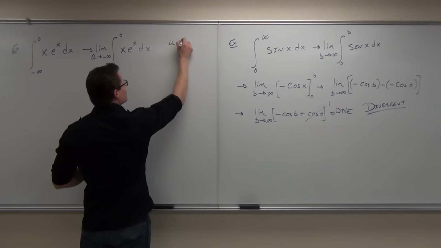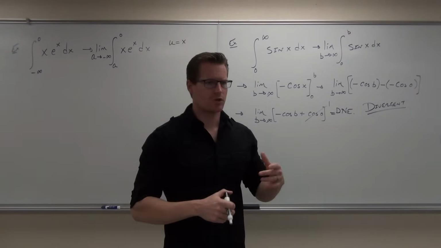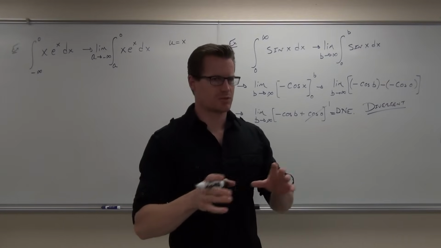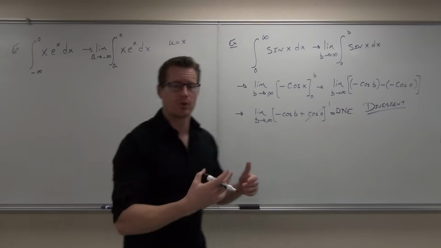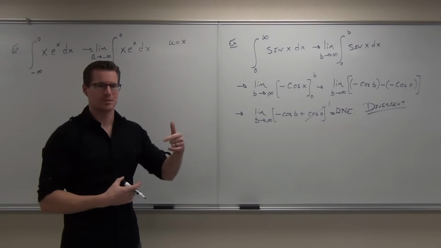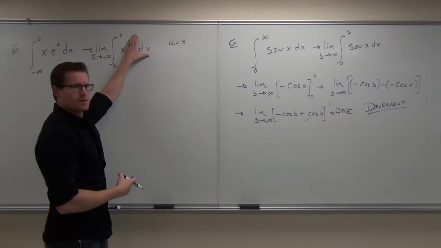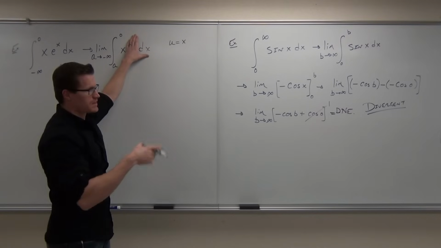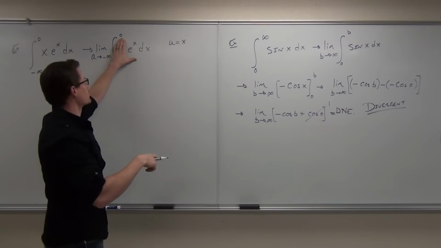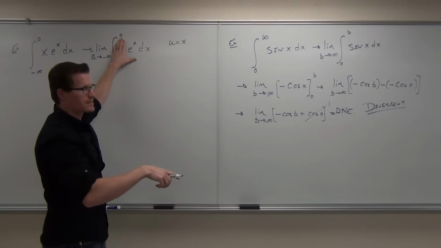Yeah, u is x. Remember how to pick u? You want to pick u and v this way. You want to pick so that you can do the integral of what's left over very easily, and that the derivative of u becomes easier. So here I'd say, hey, can you do the integral of x? I can, yes, but it gets worse. It gets x squared over 2. I don't want that. Can you do the integral of e to the x? And the integral of e to the x is e to the x. Okay, that's nice.